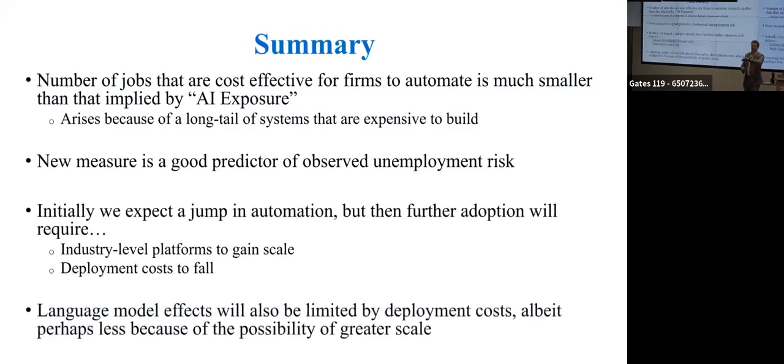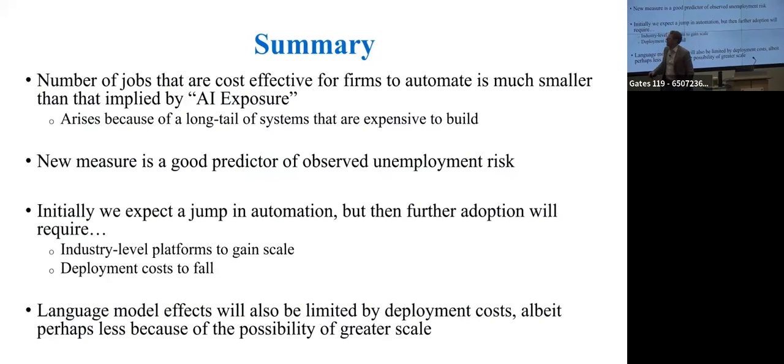Okay, given the amount of time, since I'm a little bit late here, I will just say what our paper shows is that the number of jobs that are cost effective for firms to automate is much smaller than is implied by AI exposure. And this arises because there's a long tail of systems that are expensive to build. This new measure is a good predictor of observed unemployment risk. And initially, we expect a jump in automation, but then further adoption will require either industry-level platforms to get scale or deployment costs to fall.